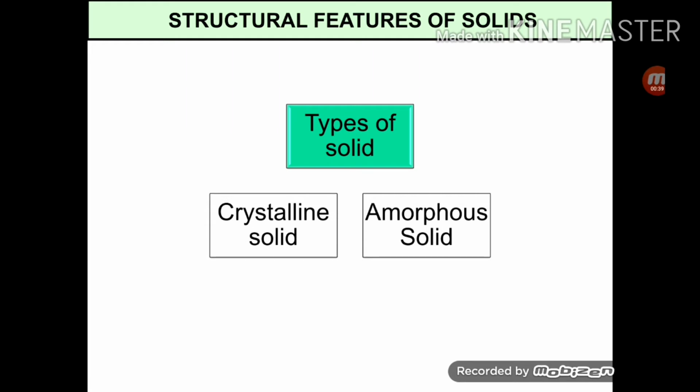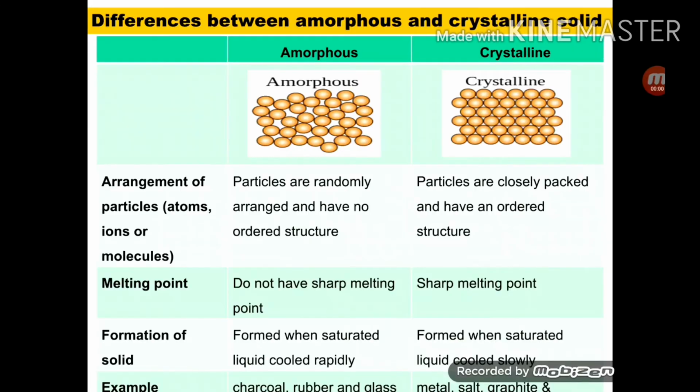There are two types of solid, which are crystalline solid and amorphous solid. So what is the difference between these types of solid? Now we will see the difference between amorphous and crystalline solid. Before that, look at this diagram. This diagram shows the arrangement of particles in amorphous solid, and this one shows the arrangement of particles in crystalline solid.